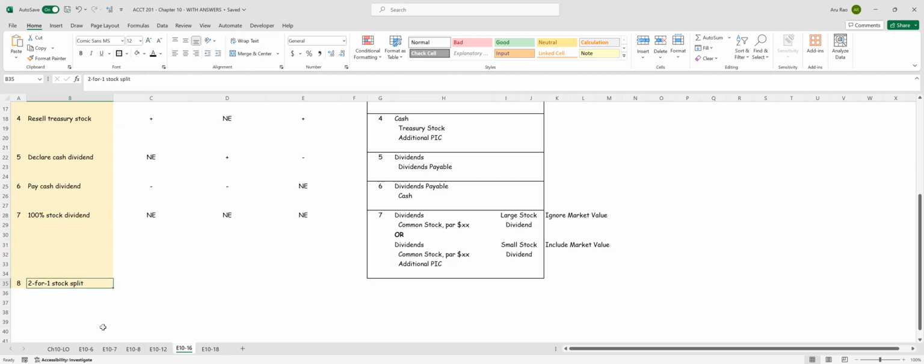Finally, let's look at the last one, a 2-for-1 stock split. What does that mean? For every one share you have, we say you now have 2 shares. So how does that work? Think of this. You have a $10 bill with you. You exchange the $10 bill for two $5 bills. That's a 2-for-1 stock split. You're basically still looking at $10. It's just that you have two $5 bills with you.